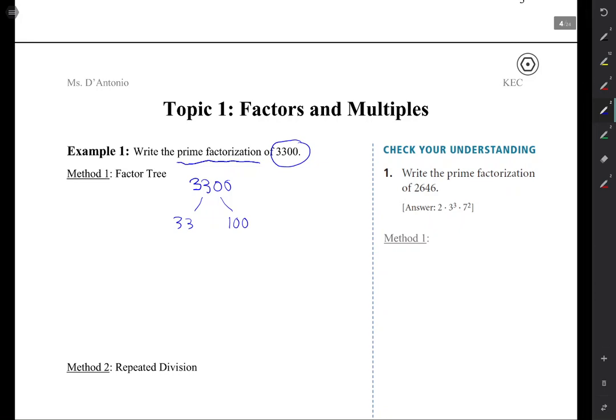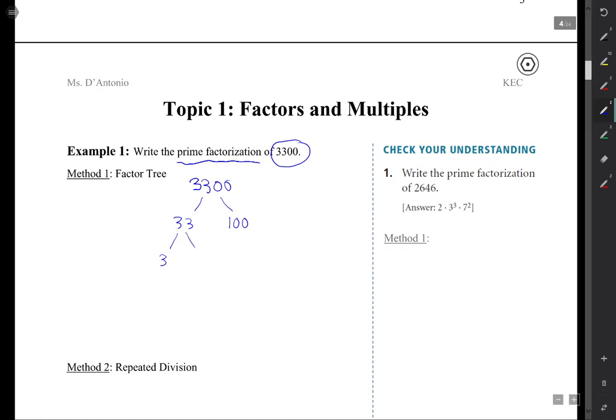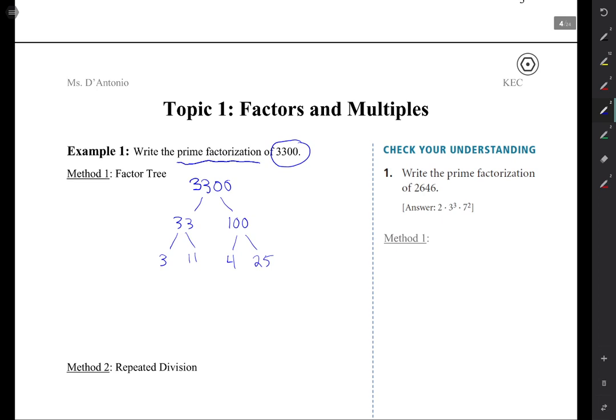Now what we're going to do is we're going to keep working our way down this tree, and we're going to keep splitting up these numbers into two numbers that multiply to that number. So here, 33, I know 3 and 11 multiply to get 33. For 100, let's do, how about 4 and 25? You could have also done 10 and 10, that would also work. Now you want to keep working your way down this tree until you can't go anymore.